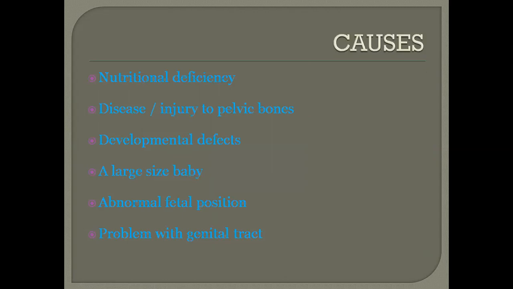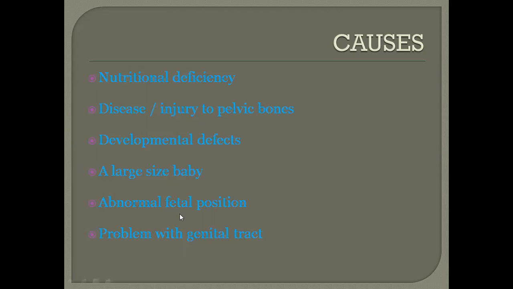Now the causes for the cephalopelvic disproportion. First one is nutritional deficiency. Any sort of nutritional deficiency, for example vitamin D deficiency, can lead to softening of pelvic bones, so the pelvic bones may not be in normal diameter. Then disease or injury to any pelvic bone, developmental defects, large size baby, abnormal fetal position, and problems with the genital tract. These are the main causes.